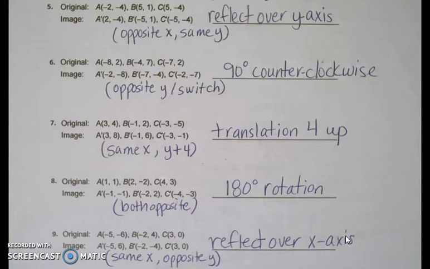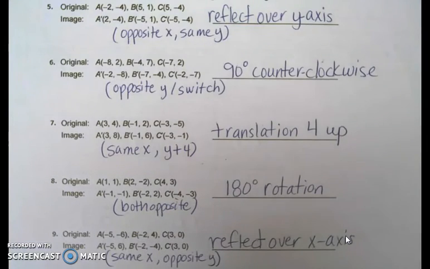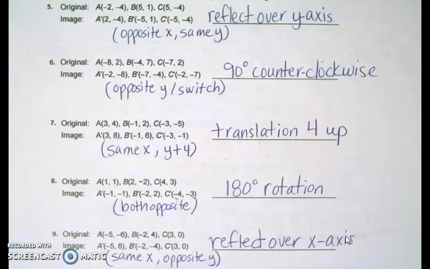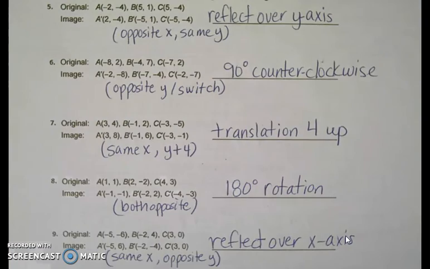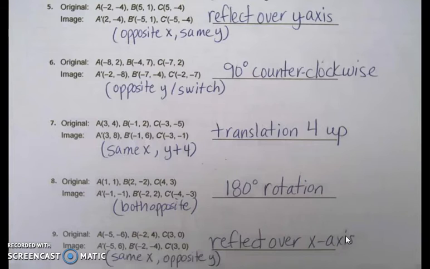Number 6, -8, 2 for A became -2, -8. Opposite y, same x, but it switched. So it was opposite y switch. Check B to B prime. Opposite y, 7, -7, -4, and then 2 to -2, -7. So the rule applied to all 3 points. That rule goes with 90 degrees counterclockwise.